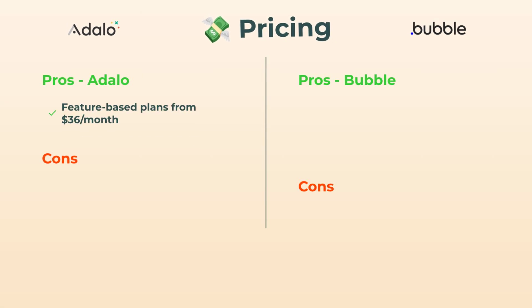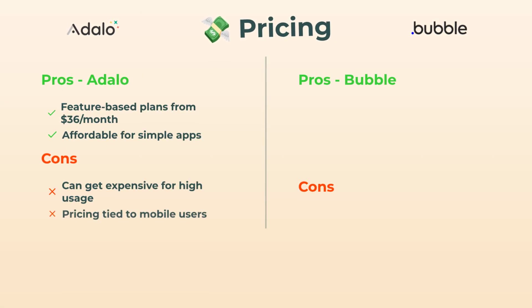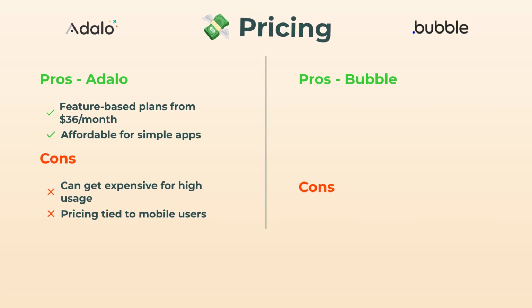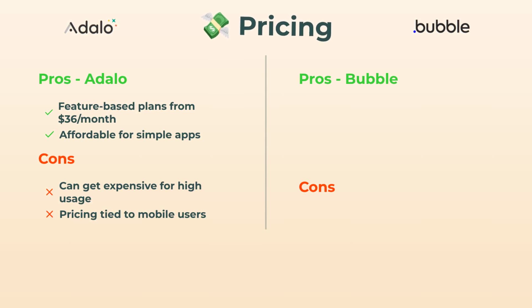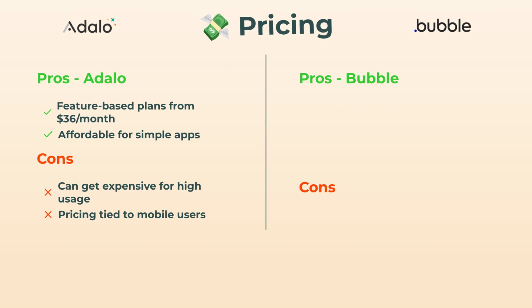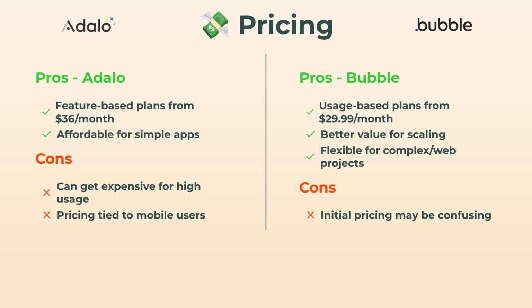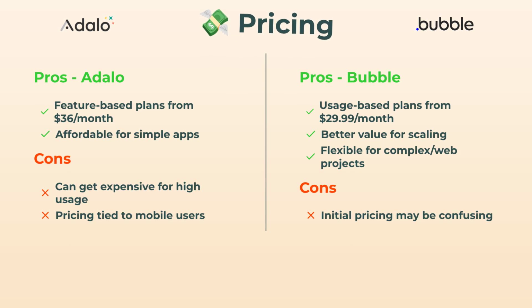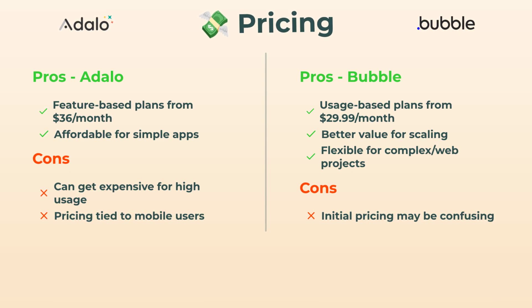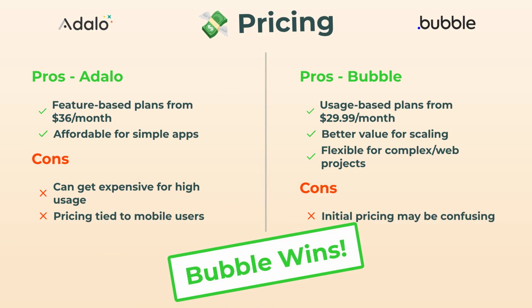And finally, pricing. Adalo starts at $36 a month for basic plans, which for simple mobile apps is kinda affordable. But if you go big, pricing goes up fast, especially with user fees. Bubble kicks off at about $29.99 a month, and the cool thing is, it's usage-based. You actually get better value if you're planning something complex that'll scale up over time, especially web-focused stuff. Bubble's pricing can be confusing at first glance though, but once it clicks, it's pretty flexible. For pricing, Bubble comes out ahead, especially if you're aiming for growth.